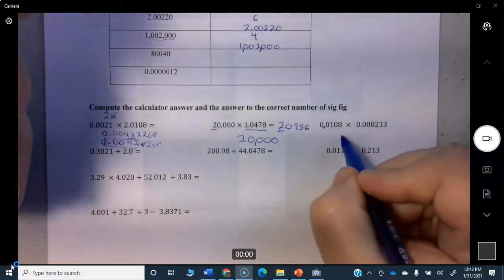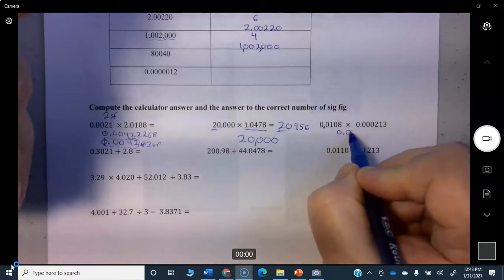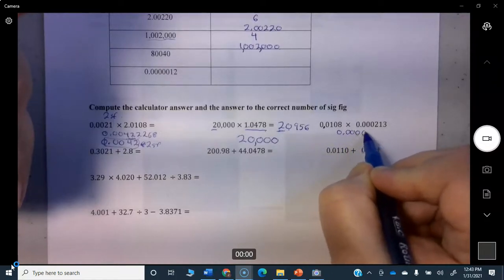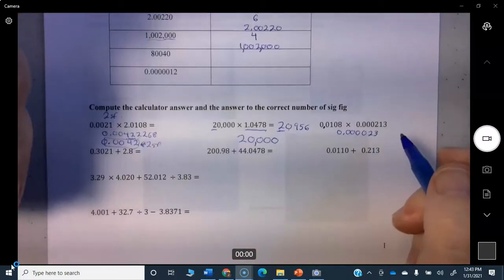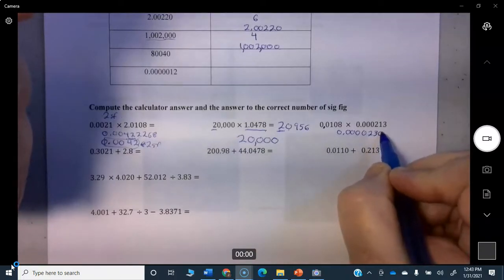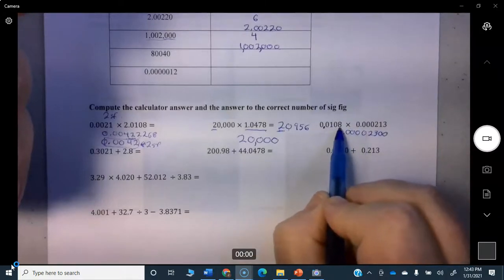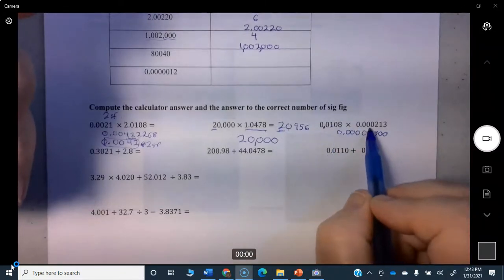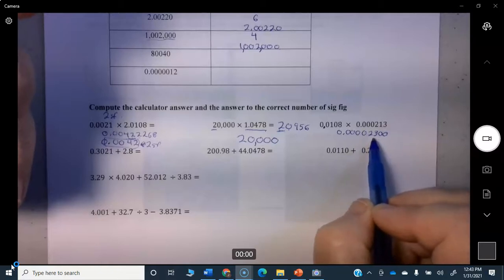Okay, this one comes out to be, on the calculator, 0.000023. Alright, and you can continue to write zeros if you would like, because this one can have 1, 2, 3, 4 significant figures. This one can only have 1, 2, 3. So the answer is going to be 3 significant figures.